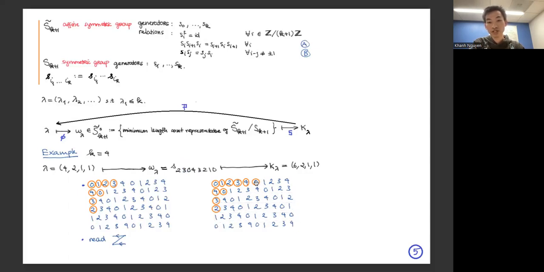And now I read the shape of the tableau. With the circles I have a grid here. So you see, in the first row, I have 6 red circles. So that's why I put the first component of kappa lambda to be 6. And in the second row, I have 2 circles. So that's why I put 2 to be the second component of kappa lambda, and so on for the first and the last row. I have 1 circle. So I put 1 for the last component of kappa lambda. So that is the map.